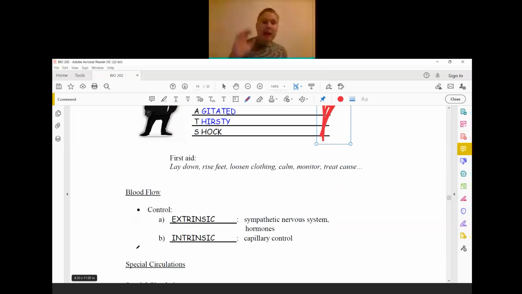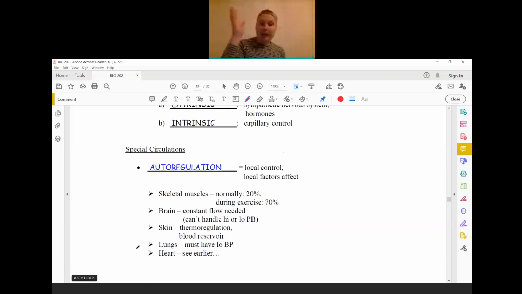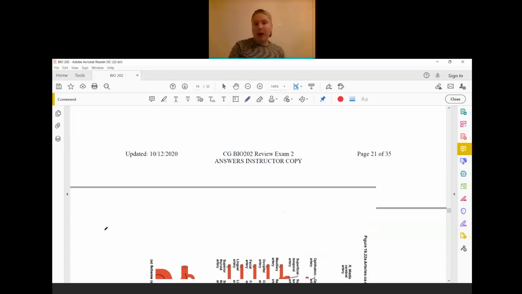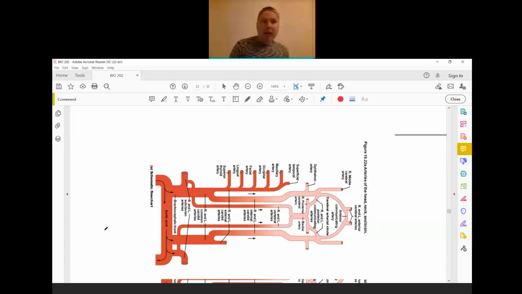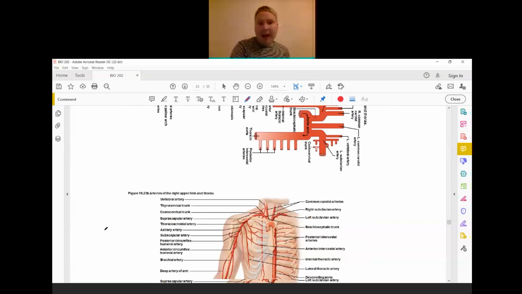And finally, we're going to look at the special circulations. So most of the blood normally goes to the brain, about 20% to the skeletal muscles, but that can go up if you're exercising. Your skin receives blood to regulate your body temperature, and it's also a great place to store blood. Lungs must have a low blood pressure so that they don't get punctured, and we talked about the heart earlier on. Then I've offered you a bunch of different kinds of diagrams that really show where the blood vessels are, what the major ones are. So use those. Remember, the exam is open book. You want to know those.